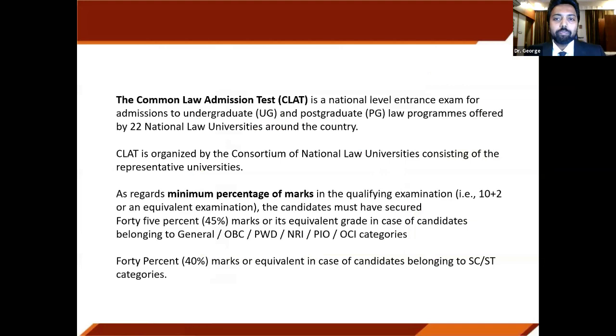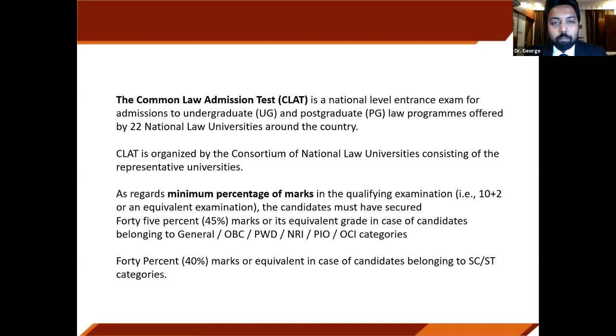As you all know, the CLAT is a national level exam. Obviously, there's a UG portion and a PG exam as well. We're going to be dealing majorly with the CLAT UG as of now. And what does the CLAT do? It gives you entrance into the premier national law universities across the country, which is 22, which we'll be naming at the end of the introductory session. Of course, as you all know, it's been organized by the consortium of the NLUs.